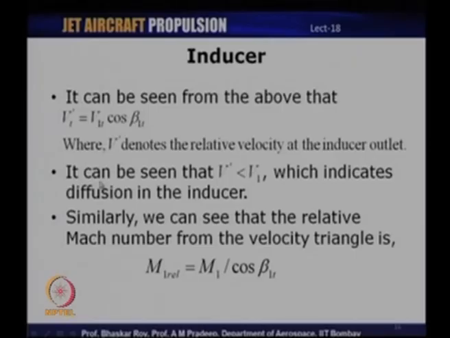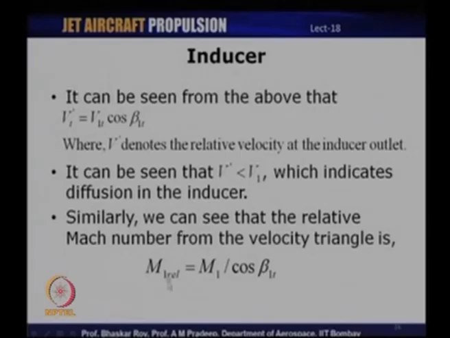So, we can see that for any positive value of beta, the exit velocity will be less than the relative velocity entering, which means that there will be a certain amount of diffusion taking place in the inducer itself. Because of its very geometry, there will be a certain deceleration taking place within the inducer.